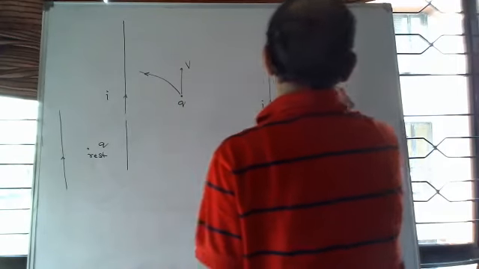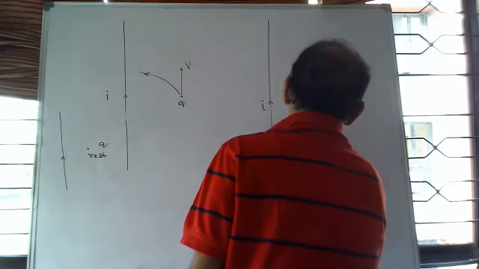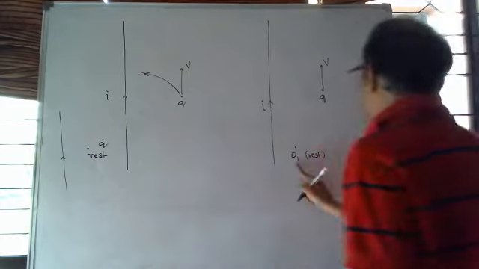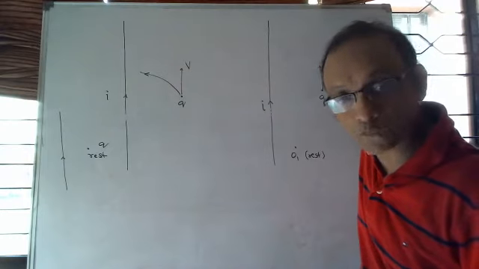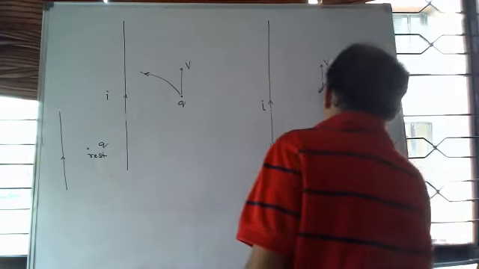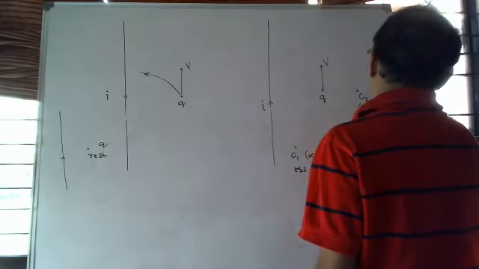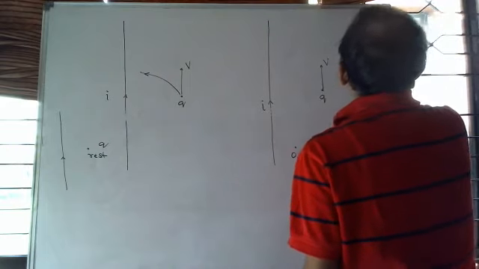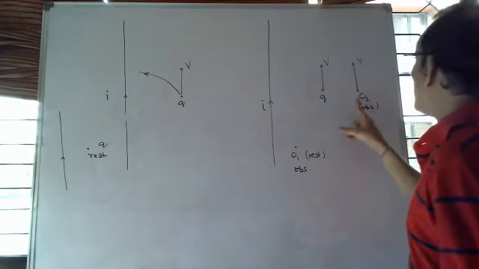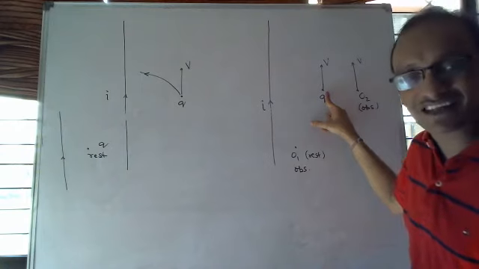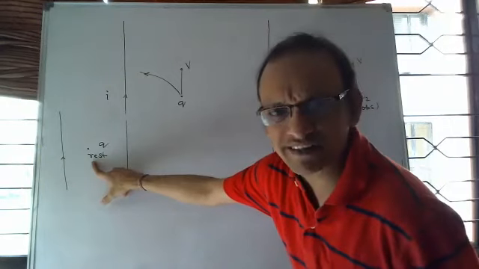There is a current I flowing and there is a charge Q, which is given a velocity V with respect to an observer O1. O1 is at rest. Relative to this observer, it's given a velocity V upwards. Now, look at another observer O2, which is moving with a velocity V parallel to this charge. Now look, relative to this observer, this charge is at rest.